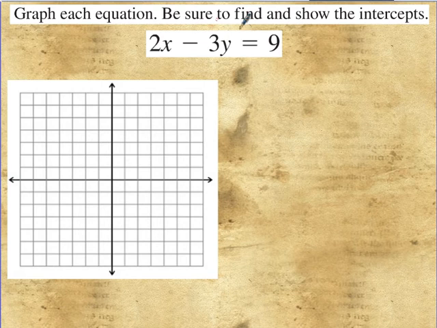Graph each equation, be sure to find and show the intercepts. When a line is in what's called standard form, where you have x stuff and y stuff equals number stuff, by far, hands down, the easiest way to graph this thing most of the time is going to be find x and y intercepts.